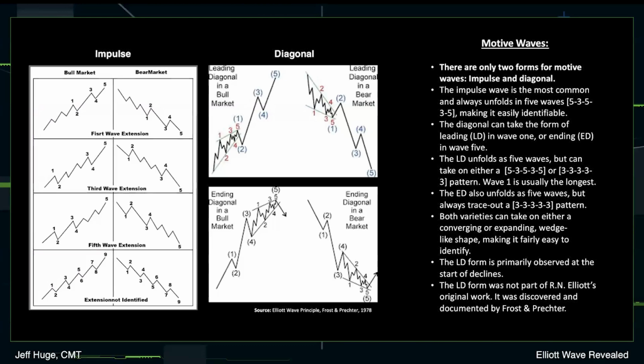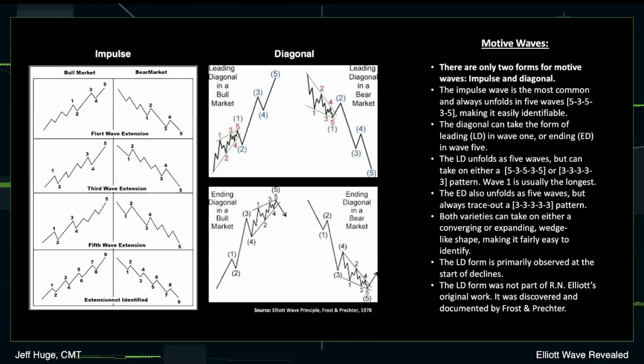Let's talk about diagonals now. Diagonals can take on the form of either a leading diagonal in wave 1 or an ending diagonal in wave 5. The leading diagonal unfolds as 5 waves, but it can take on either a 5-3-5-3-5 pattern or a 3-3-3-3-3 pattern, which is unusual. And what makes this very specific to a first wave, wave one's usually going to be the longest, but it only turns out to be 3 waves.